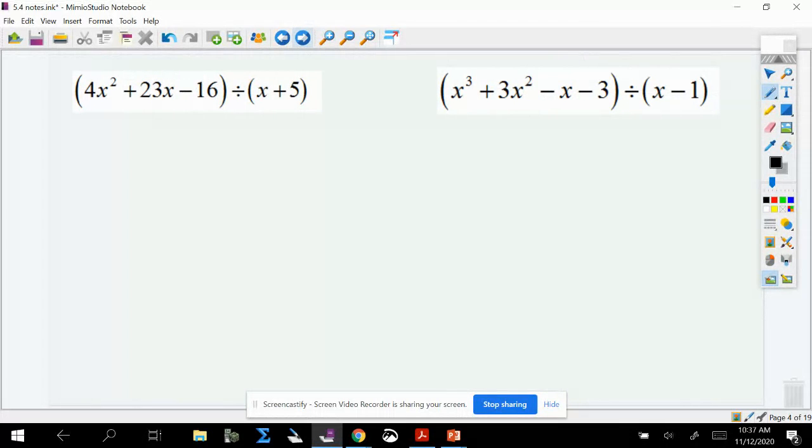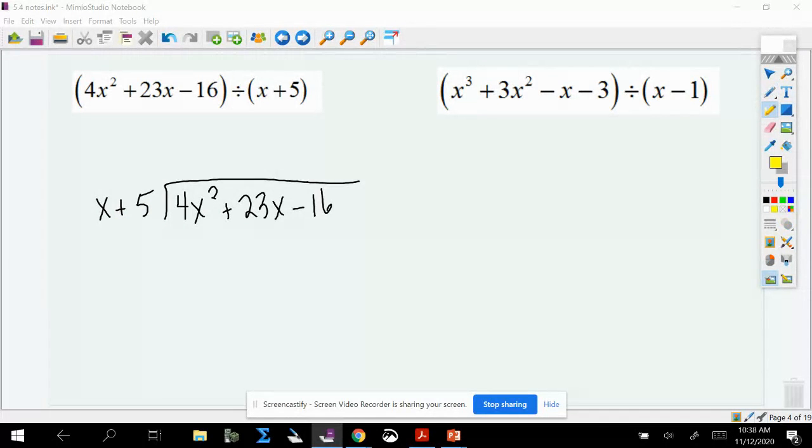All right, let me show you another one. Let me show you another two. So we have 4x squared plus 23x minus 16. And we're going to divide by x plus 5. So again, we start with those first terms. So we start with this term and this term. We need to figure out what I multiply x by to get it to be a 4x squared. Or what do I get when I take 4x squared and divide it by x? I get a 4x, and I'm going to put it in the x column.